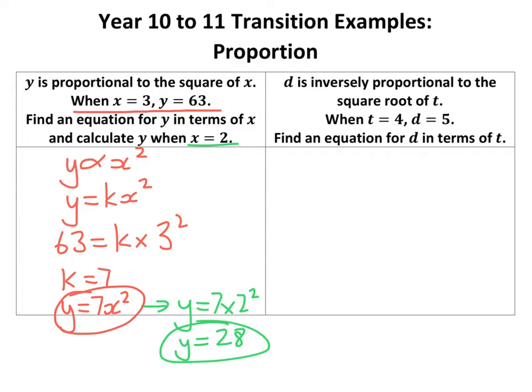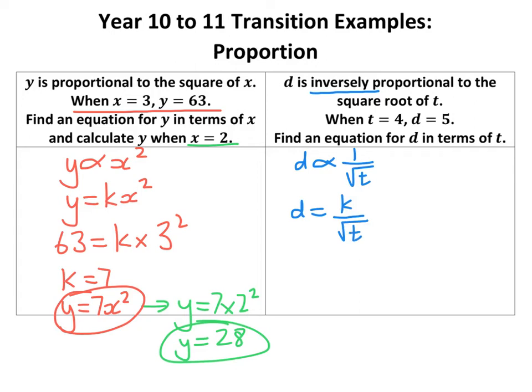Now then, it says d is inversely proportional to the square root of t. Alright, so d is inversely proportional to the square root of t. That's how I write it using proportion notation. So d equals k a value, right, over the square root of t.